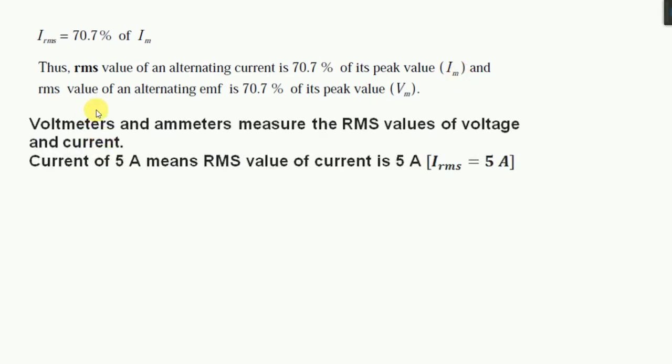And AC voltmeter and ammeter measure RMS value of voltage and current. If I say the AC current is 5 amperes, that means I am telling the RMS value. So RMS value of that current is 5 ampere.